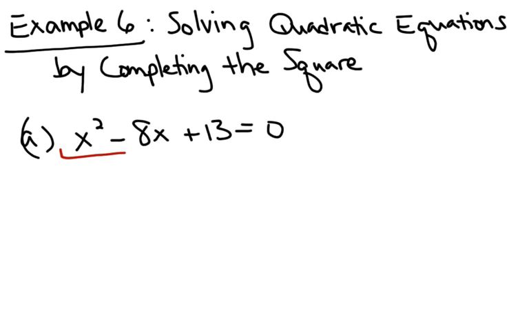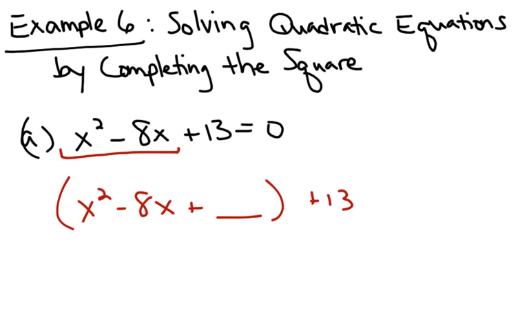What you do is you take the first 2 terms in the trinomial, and that's what you're going to complete the square on. You're going to add a third term. What I'm going to do is leave the plus 13 here. And anything that you add new to one side of an equation, you must also add to the other side of the equation in order to keep the equation balanced.